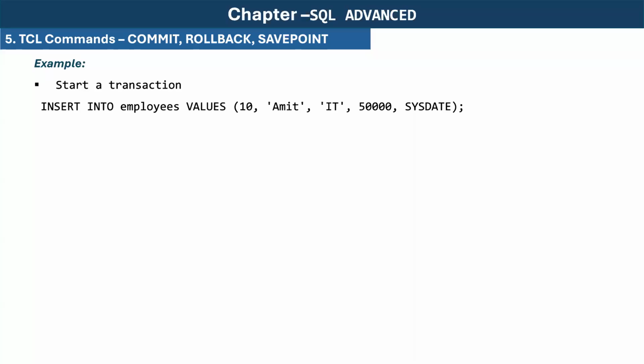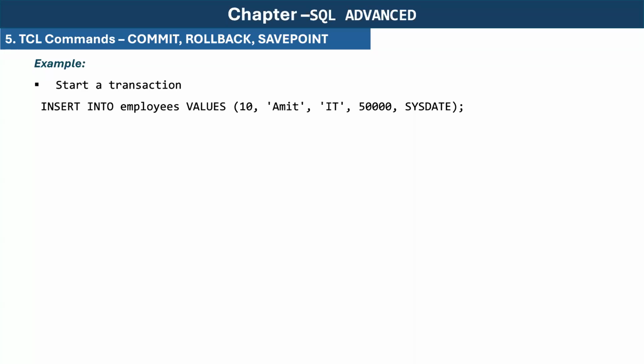And what is the first operation doing? Can anyone please unmute and tell me? I started one transaction. What is the first operation I'm doing? Setting values, sir. Inserting a value into the DB, and the ID is 10, and that guy's name is Amit.